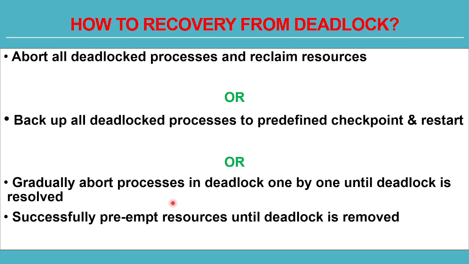Or you can successively preempt the resources until deadlock is removed. Okay, you can go from one process to another. That is called preempting. So a resource can go from one process to another. So the resource is getting preempted.